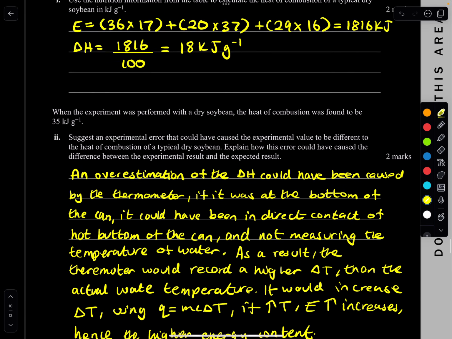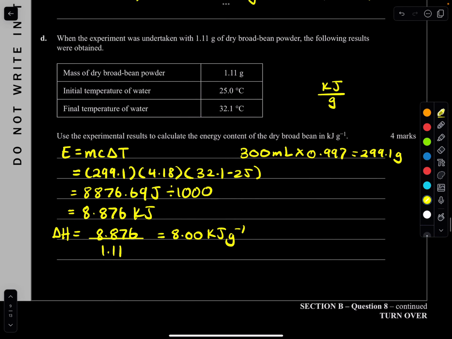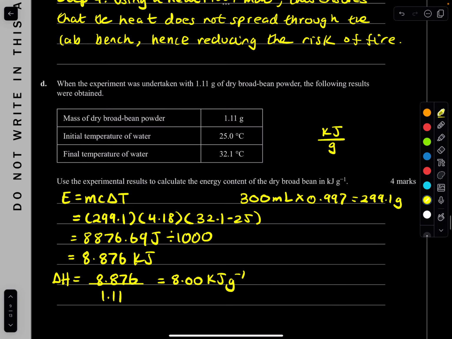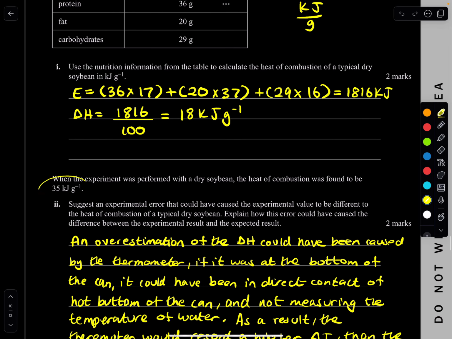We learned that the dry soybeans gave us that energy. Doing calculation, it gave us 8 kilojoules per gram. And for the dry soybeans, it gave us 35 kilojoules. Overall, you just say this. In conclusion, the energy content of the dry soybeans is higher than the dry broad beans.